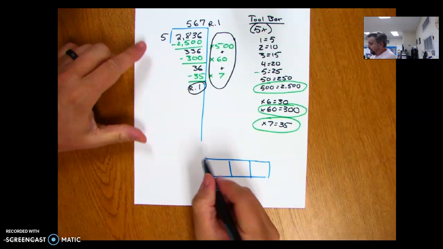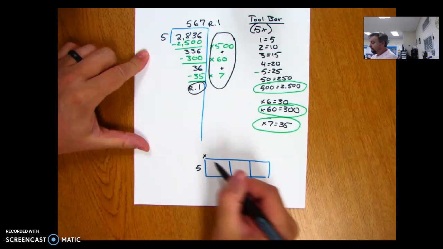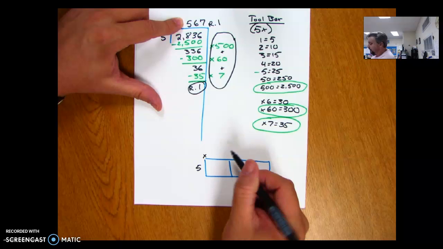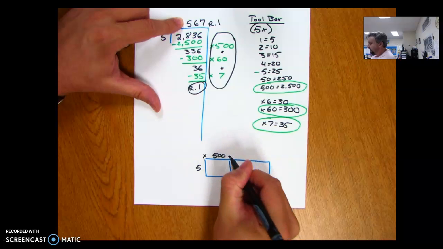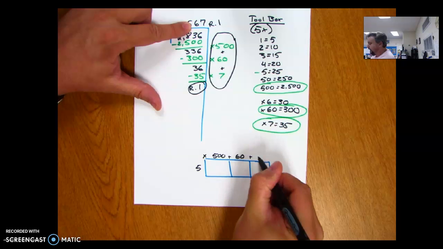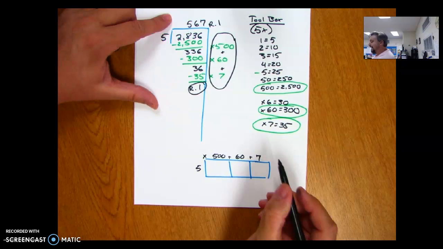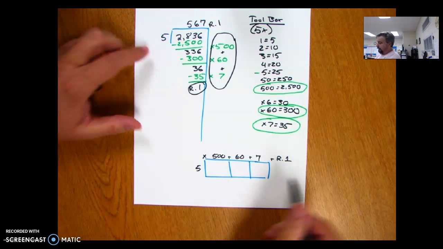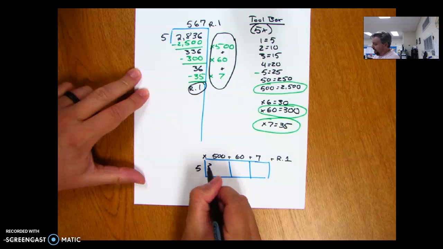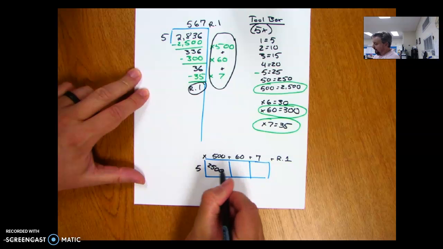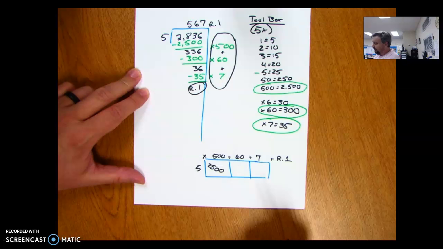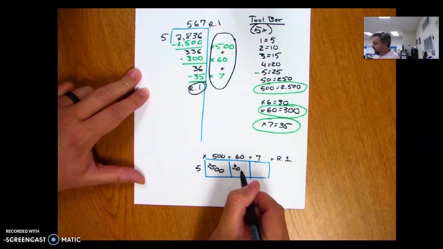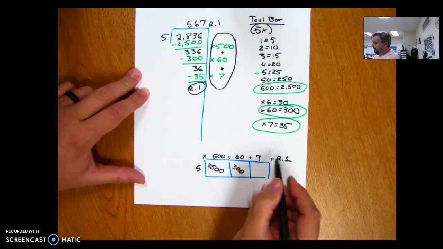So our divisor goes on the side, 5 times. We're going to split this 567 into a 500, a 60, and a 7. We're breaking it down according to expanded form. And we can't forget our remainder of 1. So now we've got 5 times 5 is 25, and we tack on our 2 zeros. So 5 times 500 is 2,500. We have 5 times 6 is 30, and if that's the case, then 5 times 60 is 300. Then 5 times 7 is 35.